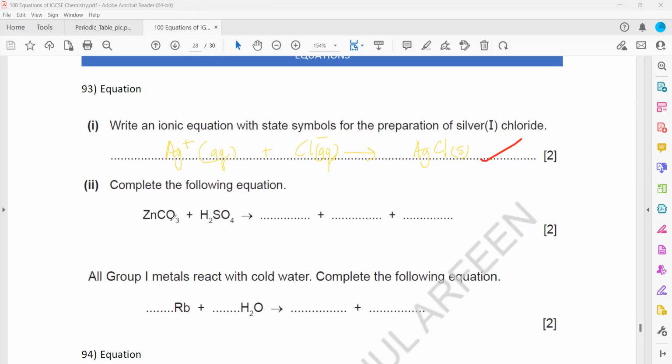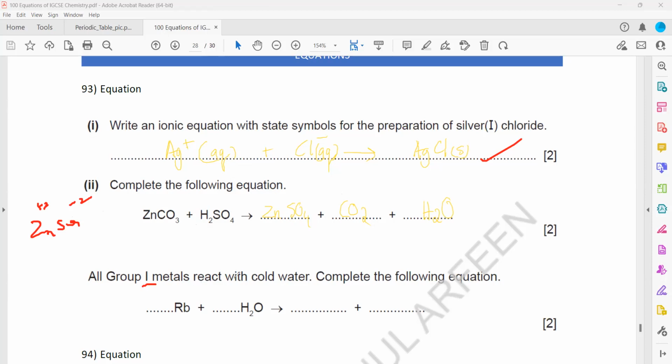Complete the following equation. Zinc carbonate reacts with sulfuric acid. ZnCO3 reacts with H2SO4. So it will form zinc sulfate. But the zinc sulfate formula should be ZnSO4. Why? Because zinc valency is +2, so sulfate is -2. And this equation is already balanced, so you don't have to.